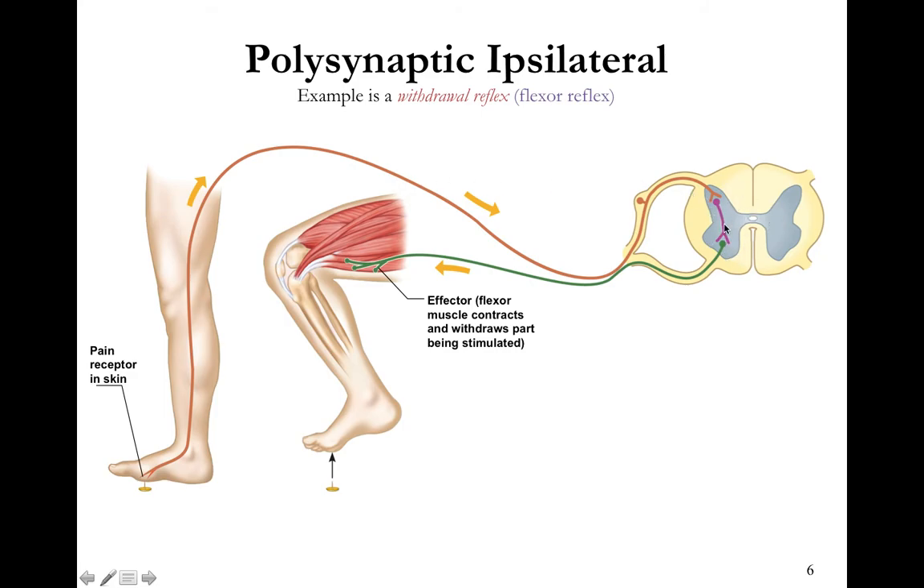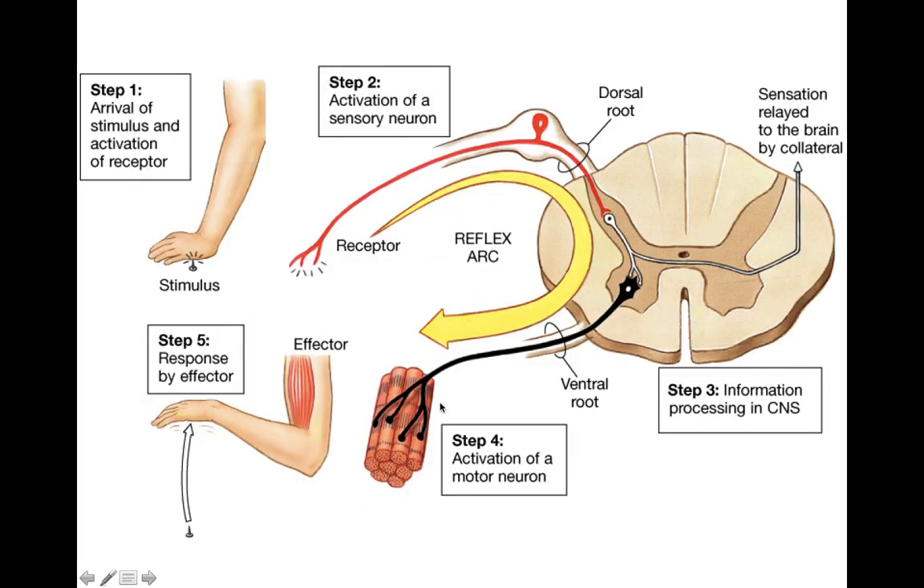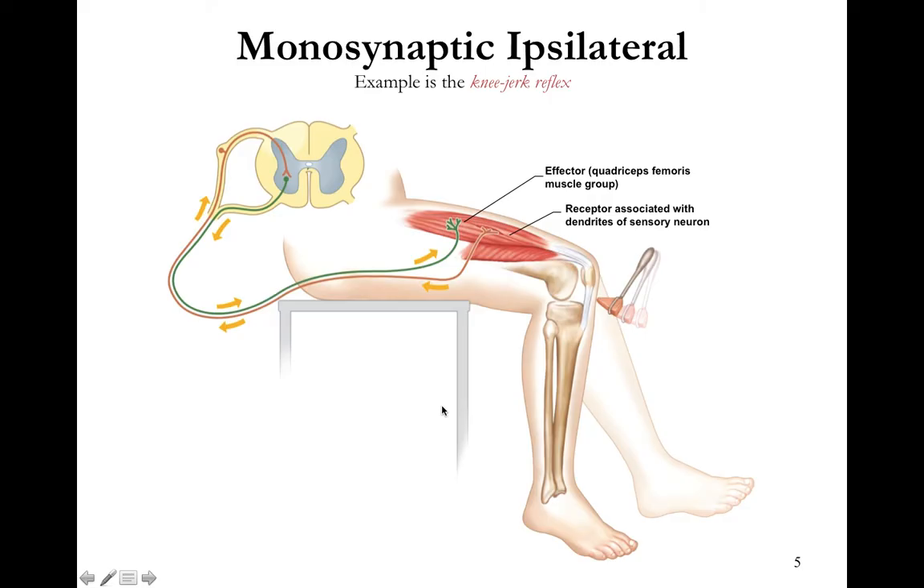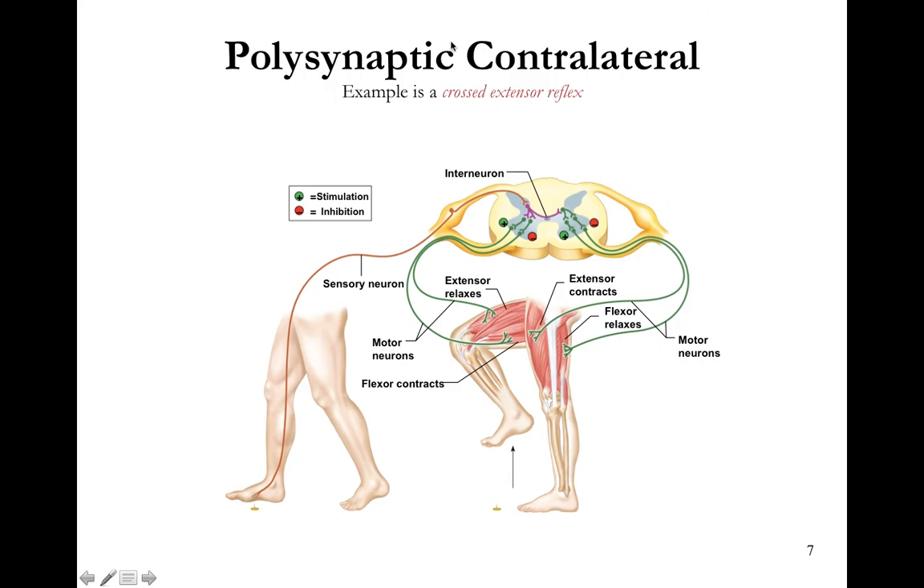You should also be able to label what is the stimulus, what is the sensory neuron, where does information processing happen? What is the motor neuron? What is the effector? So you should be able to label the 5 components of a reflex arc, and you should be able to identify whether it's monosynaptic ipsilateral, polysynaptic ipsilateral, or polysynaptic contralateral. Okay, so contralateral meaning it goes to opposite sides. Okay, it goes in from one side and out through the other side, so opposite sides.